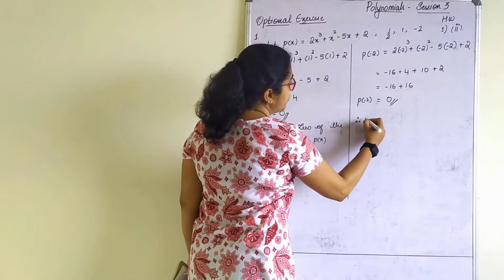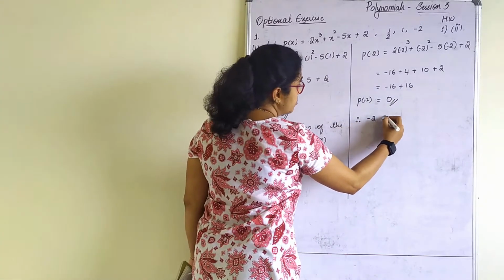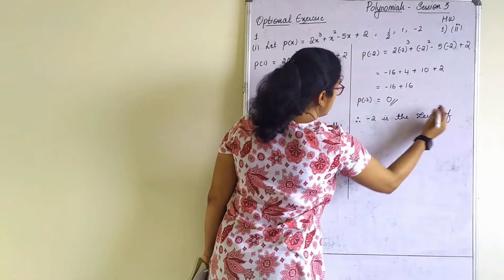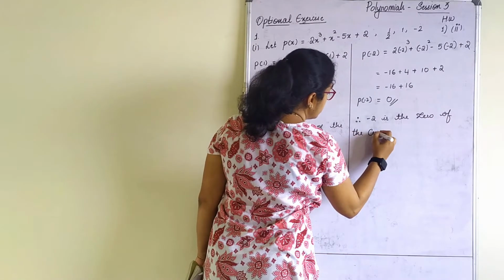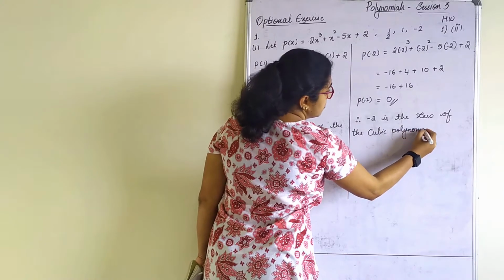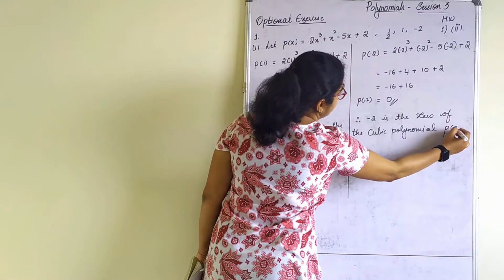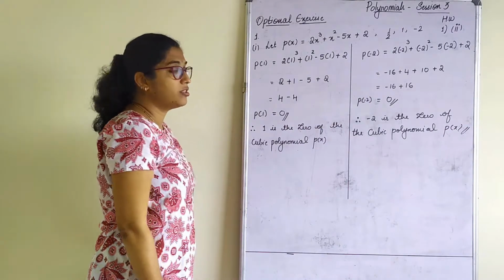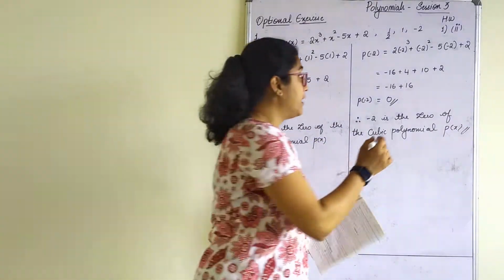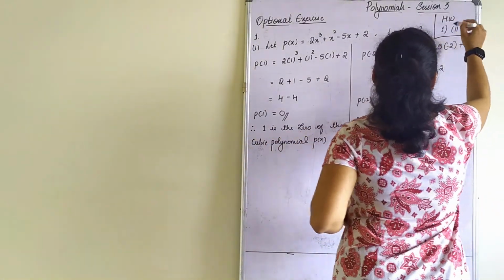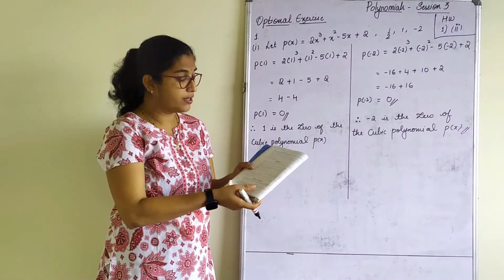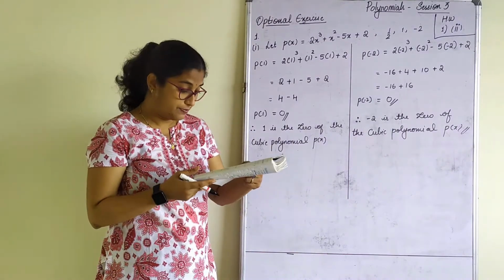Conclusion, therefore, minus 2 is the zero of the cubic polynomial p of x. That's your conclusion. This is how you are going to solve the sum. Quite simple. Similarly, as second one I have marked for homework. This first week only one. In this optional exercise, only one I am giving it for homework. So you all can do the same thing here.